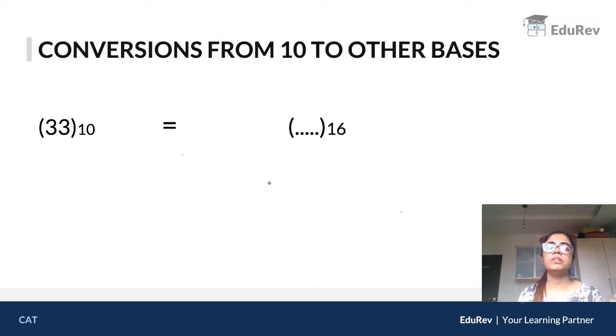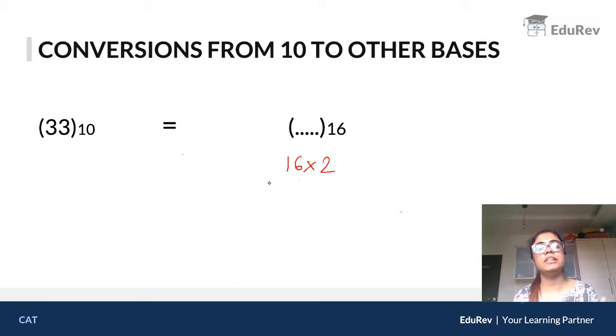Now we have to convert 33 to the base 10 to a hexadecimal number 16 to the base 16. What do we do here? Same process, instead of 8, you will just be taking 16. My question to you is, 16 के टेबल में 33 से closest value कब आती है? It is 16 twos are 32. Correct? So I'll write this as 16 into 2, which is 32.